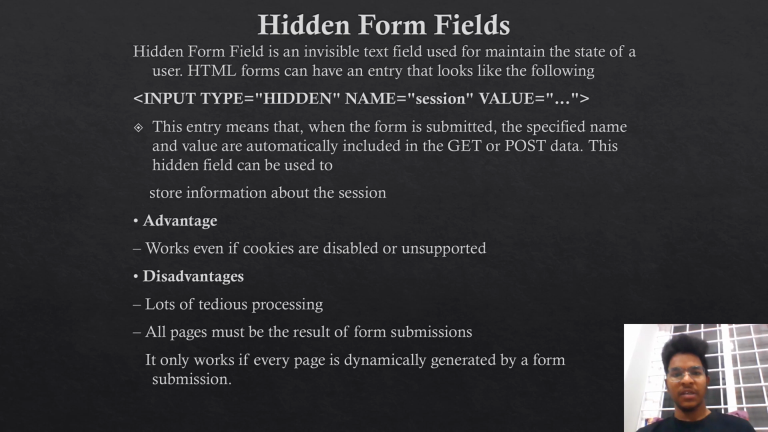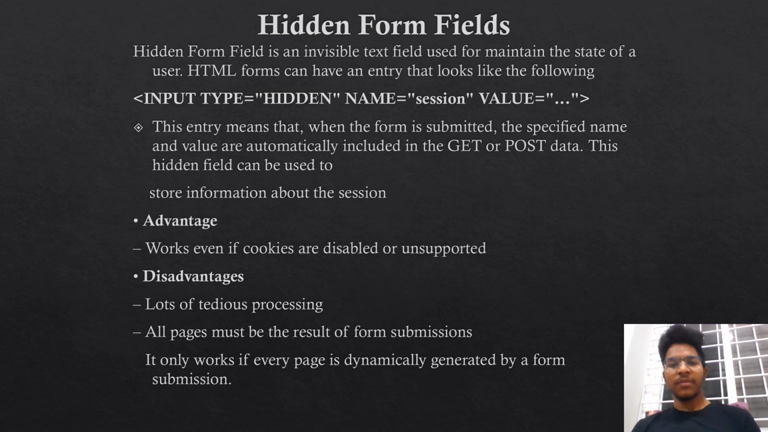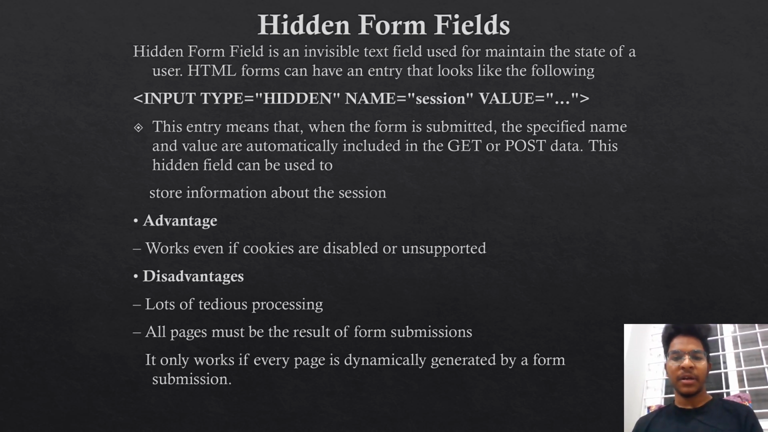Hidden form fields. A hidden form field is an invisible text field used to maintain the state of the user. HTML forms can have an entry that looks like the following. This entry means that when the form is submitted, the specified name and value are automatically included in the GET or POST data. This hidden field can be used to store information about the session.